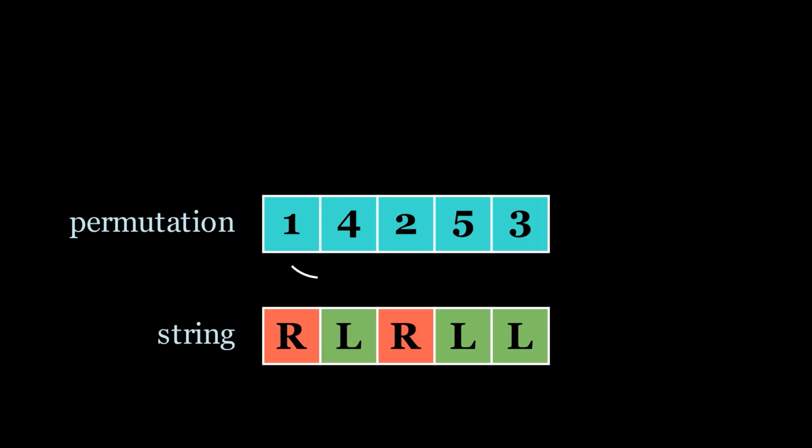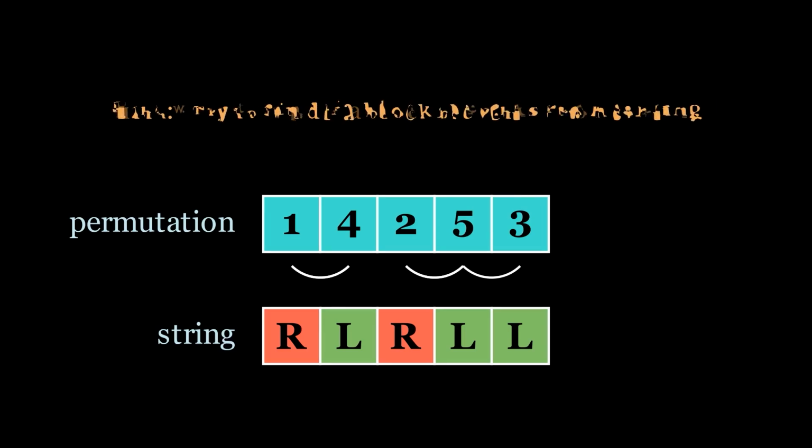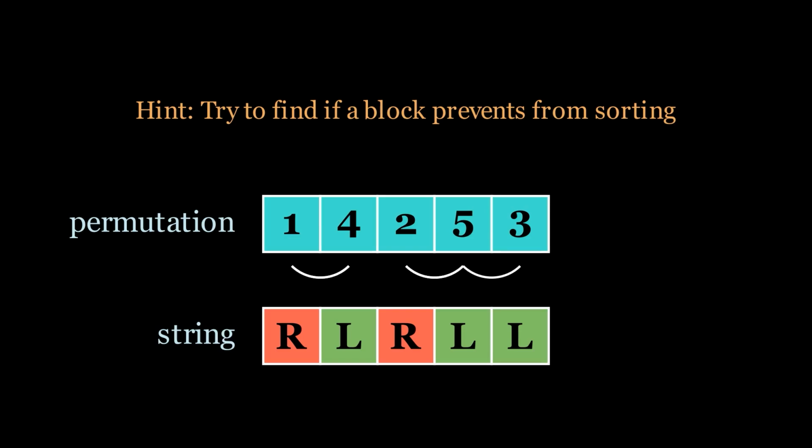First, we should look at how we are restricted. Let's draw the possible swaps. Here, we see when an L is next to an R, we cannot swap the elements between them. How can we check if this block is stopping us from sorting the array? Let's say we're blocked from swapping elements i and i plus 1. If there's an element greater than i at an index less than or equal to i, we can't get it to its position because we're blocked from doing so.